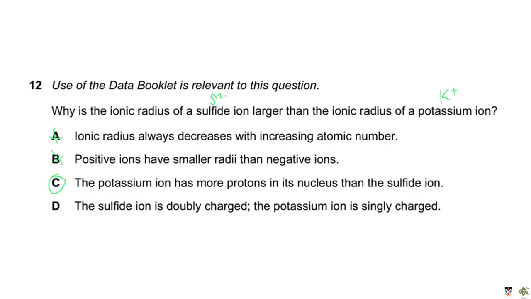We've got a much larger nuclear charge in the potassium ion compared to a sulfide ion. And then the last one: the sulfide ion is doubly charged, the potassium ion is singly charged. So that is not the reason either. The important thing is the charge in the nucleus, which attracts the outer electrons, and not the overall charge on the ion.